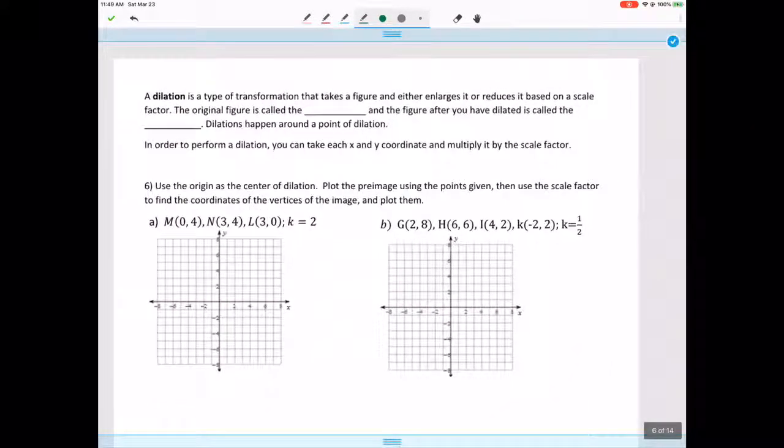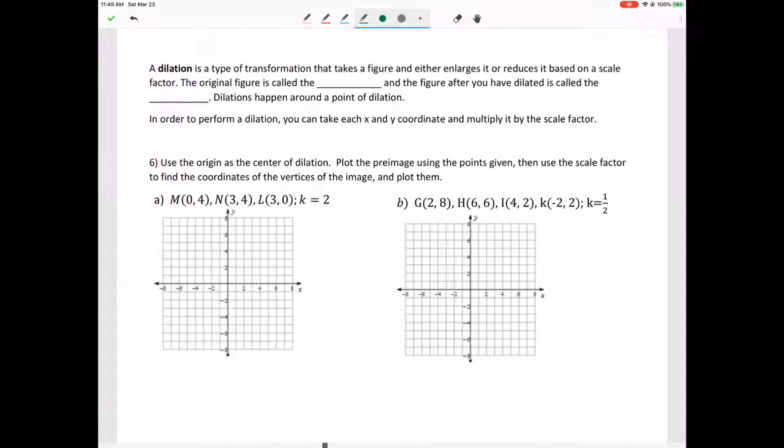Okay, last thing is dilation. A dilation is a type of transformation that takes a figure, like a triangle, and enlarges it or reduces it based on the scale factor. The original figure is called a preimage, and the figure after it has been dilated is called the image. Dilation happens around a point of dilation, and for all of your problems, it will always be around the origin.